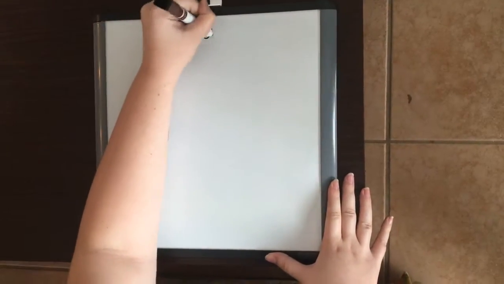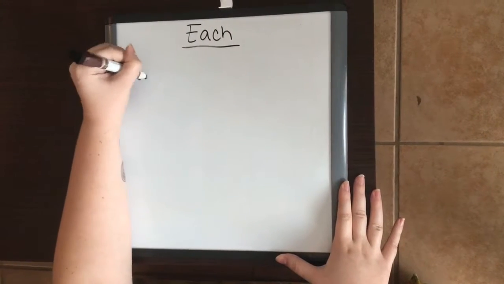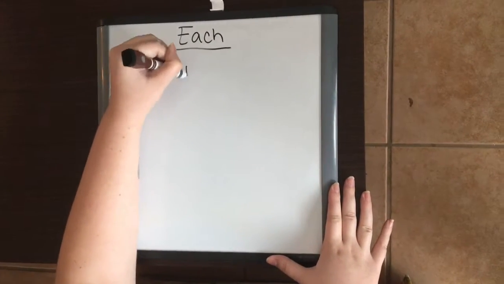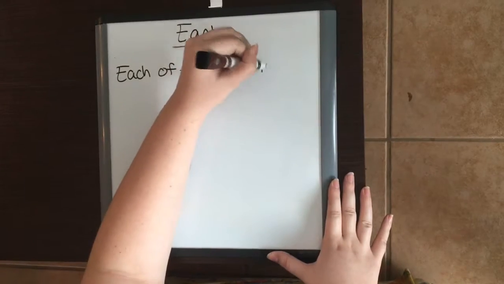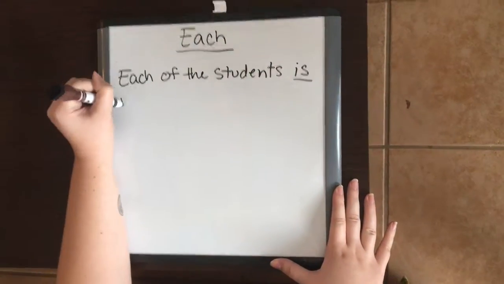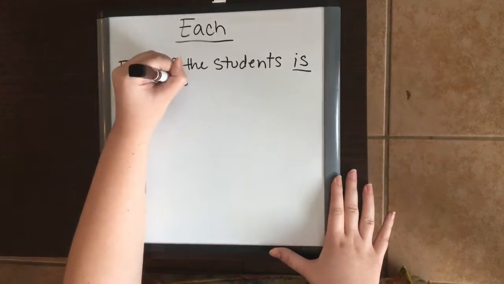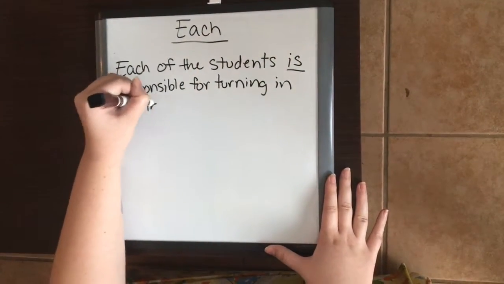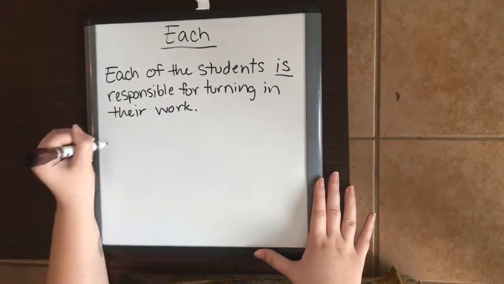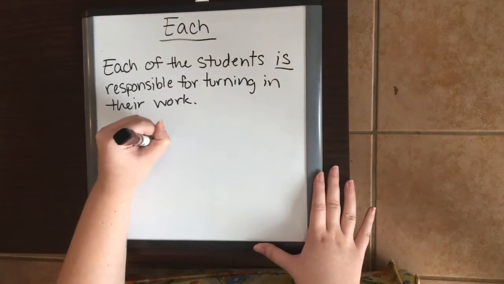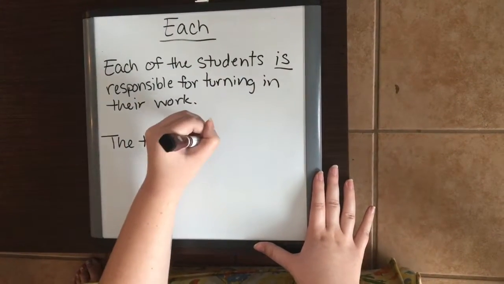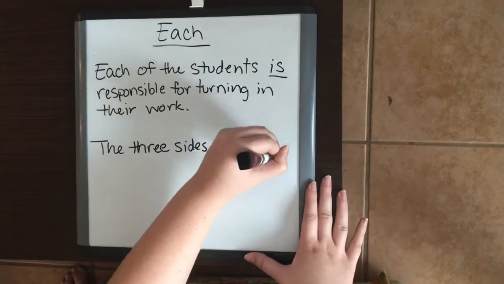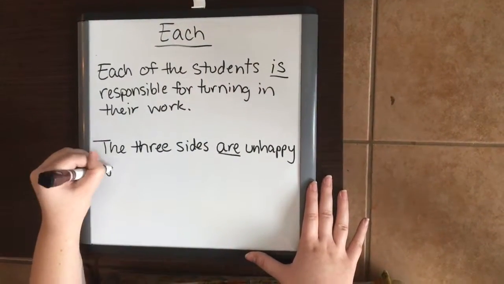Now we will begin talking about some additional concepts with subject-verb agreement. For example, each. Each is always singular and requires a singular verb, even when its antecedent is plural. Let's take a look at these sentences. Here we have, each of the students is responsible for turning in their work. Although students is plural, we're talking about the singular each, and so the singular verb is used.